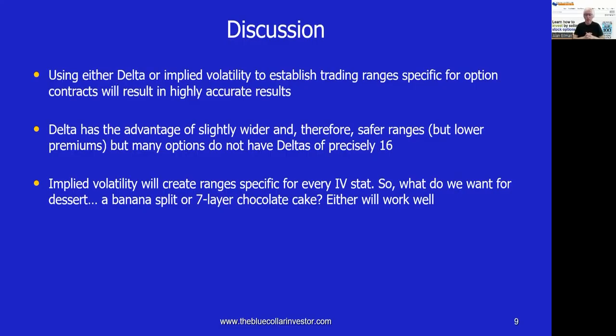Now, implied volatility will create ranges specific for each and every IV stat. So, it's like the analogy I'm using on the screenshot here: what do you want for dessert? A banana split or a 7-layer chocolate cake? Either will work well. So, it's splitting hairs to say which is actually better.